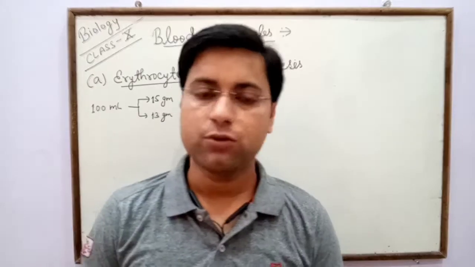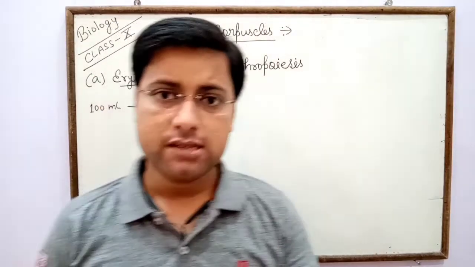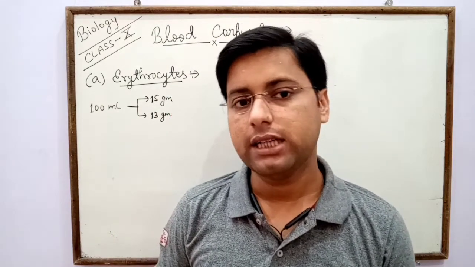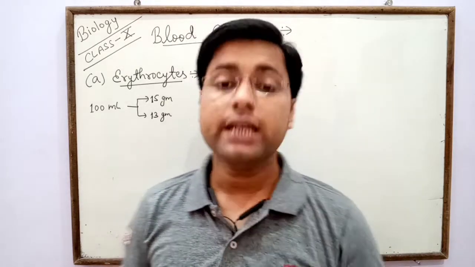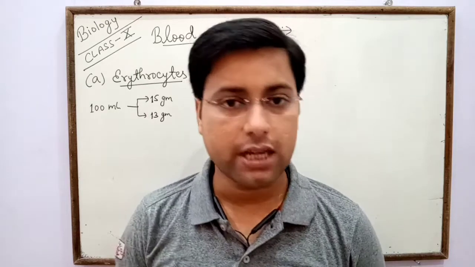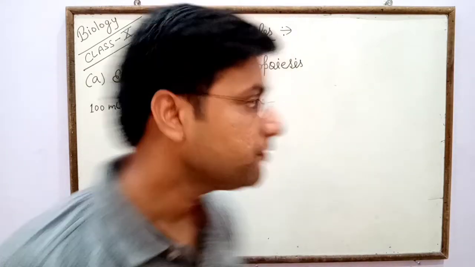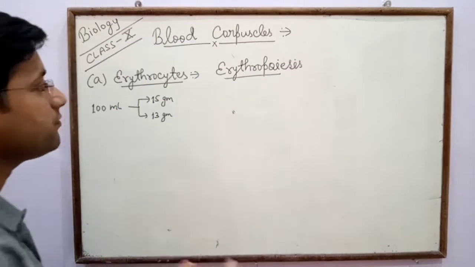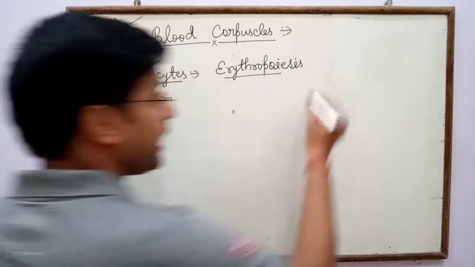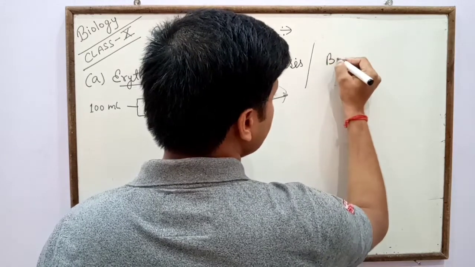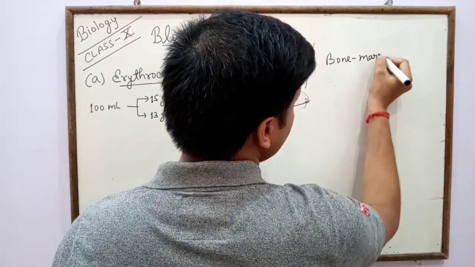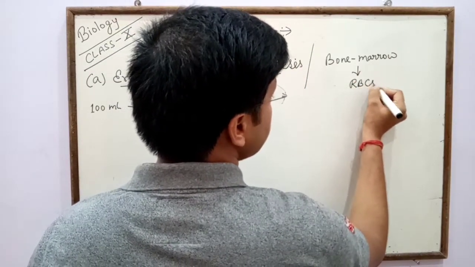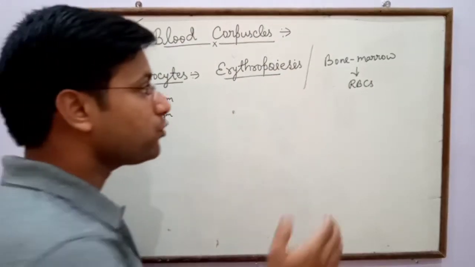So in case of corpuscles, there are three types. First is erythrocytes, that is RBCs, leukocytes, that is WBCs, and thrombocytes, that is platelets. In case of erythrocytes, that is RBC, the process of formation of erythrocytes is called erythropoiesis. So erythropoiesis is the process of formation of erythrocytes, and in our body, bone marrow is responsible for production of erythrocytes or RBCs. Means RBCs or erythrocytes are produced by bone marrow.